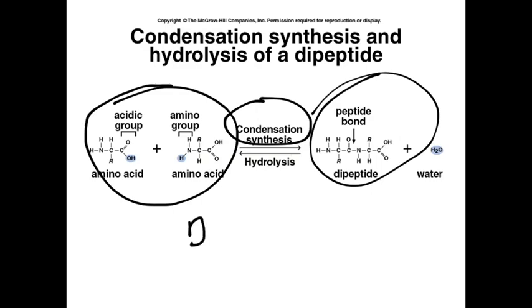Denaturation is when the shape of the protein is changed, and that can involve changes in either secondary, tertiary, or quaternary structure. It can be caused by the addition of heat, a change in pH, a change in salinity, or even the presence of certain heavy metals.